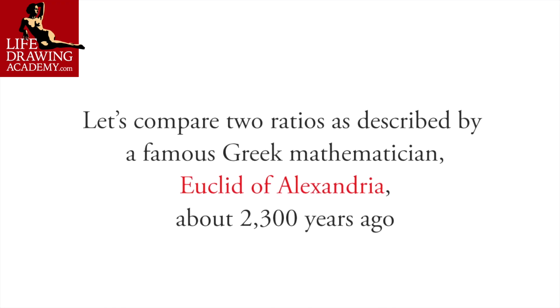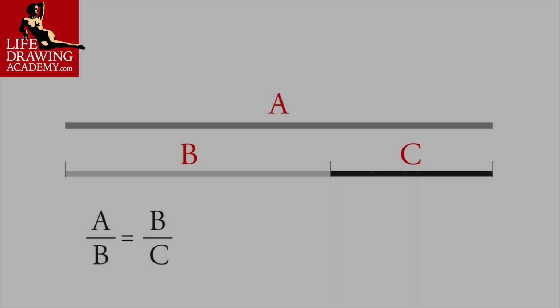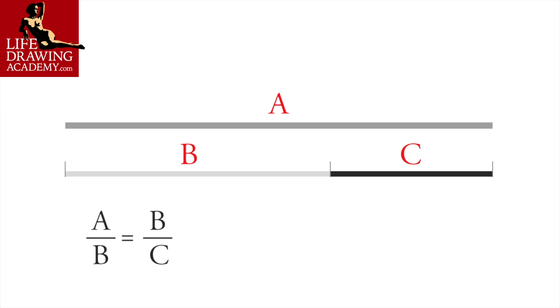Let's compare two ratios as described by a famous Greek mathematician, Euclid of Alexandria, about 2,300 years ago. In his book Elements, Euclid drew a line and divided it into a ratio that was named by him as extreme and mean ratio. The line A is divided into two parts, B and C, so that the ratio of the line A to the larger part B is the same as the part B to the smaller part C.